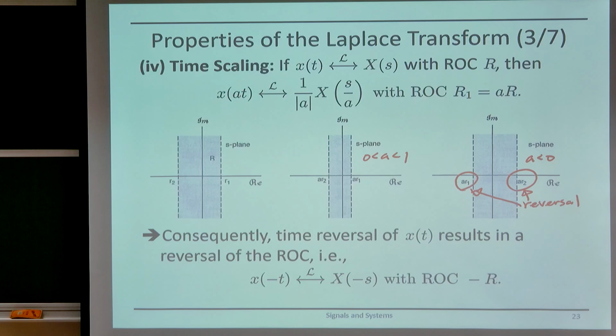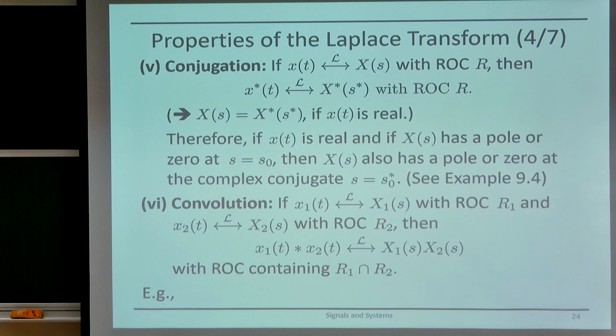So let's continue. What we have next is conjugation. If this Laplace transform holds, then you can show that the complex conjugate of the time domain signal has a Laplace transform that is the complex conjugate of the Laplace transform of x, at the point s complex conjugate.